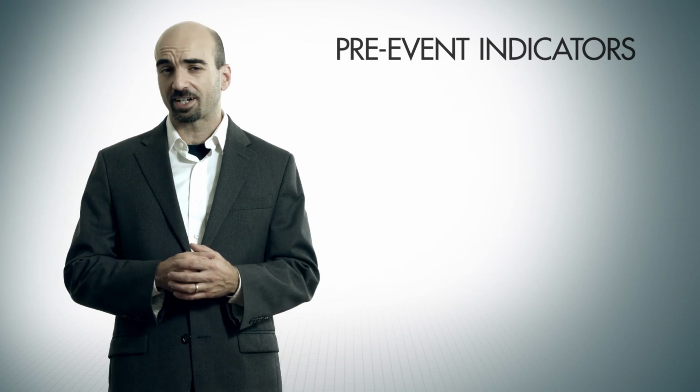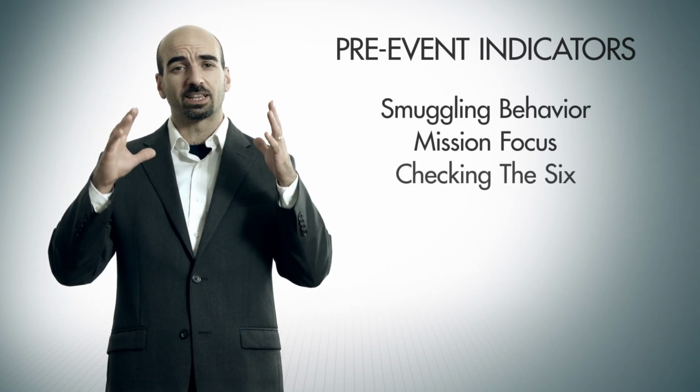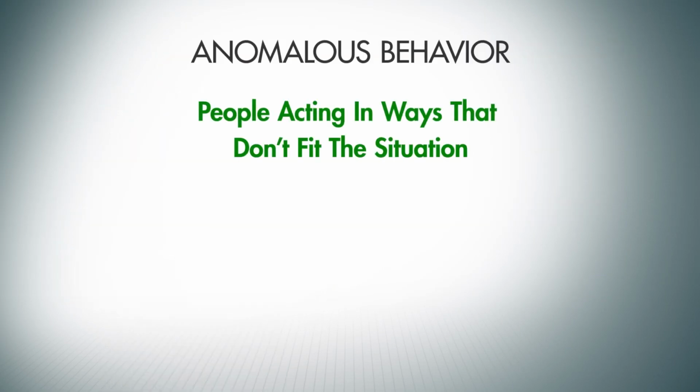Now, most of the time, you're not going to see bad guys being as obvious as all that. But the big idea here is what the Left of Bang folks call anomalous behavior. That means people who are acting in a way that doesn't fit the situation, whatever that may be. Now, that takes a lot of practice. So here's one critical tip.